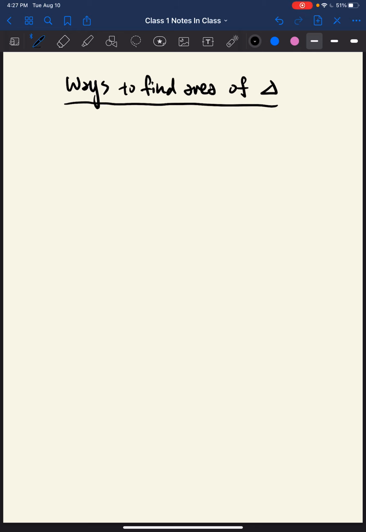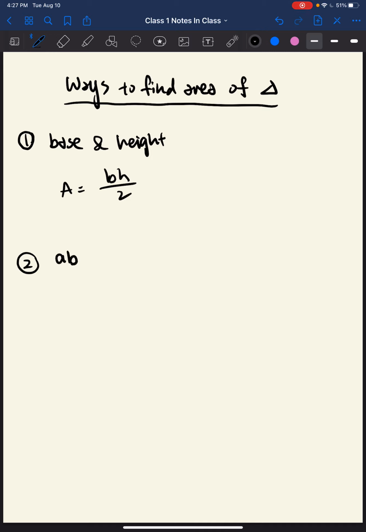So let's get into our first topic, ways to find the area of a triangle. The first way, obviously everyone knows, is the base and height one. So base times height over 2 should equal the area of a triangle. I'm not going to talk a lot about this, so I'll move on to the next one, which some of you might know, is this formula.